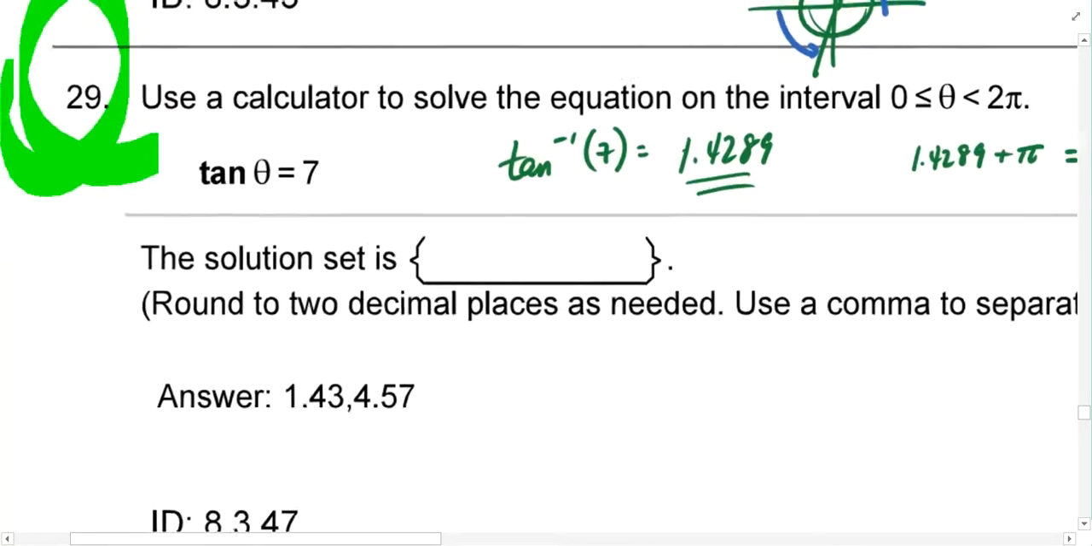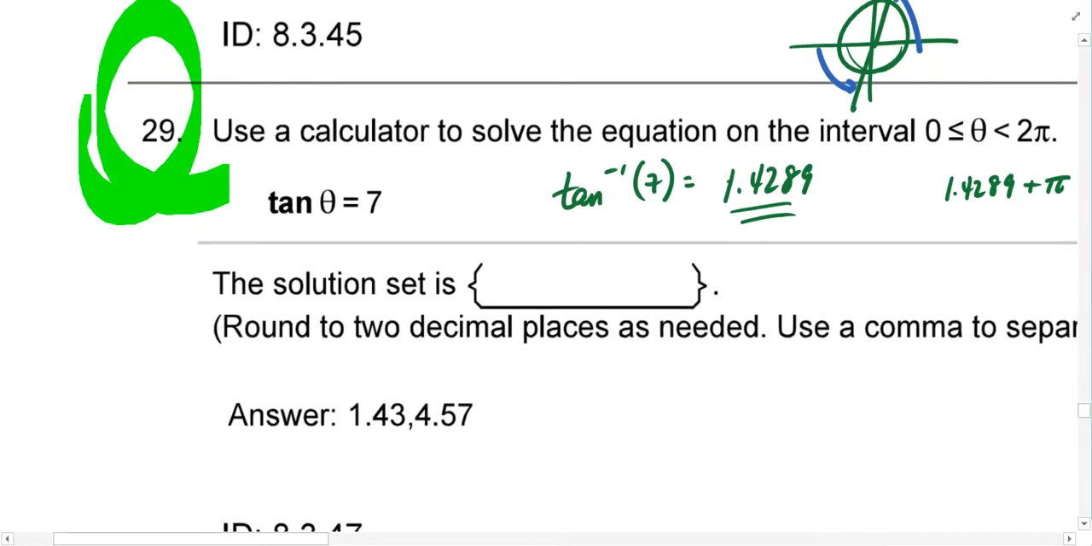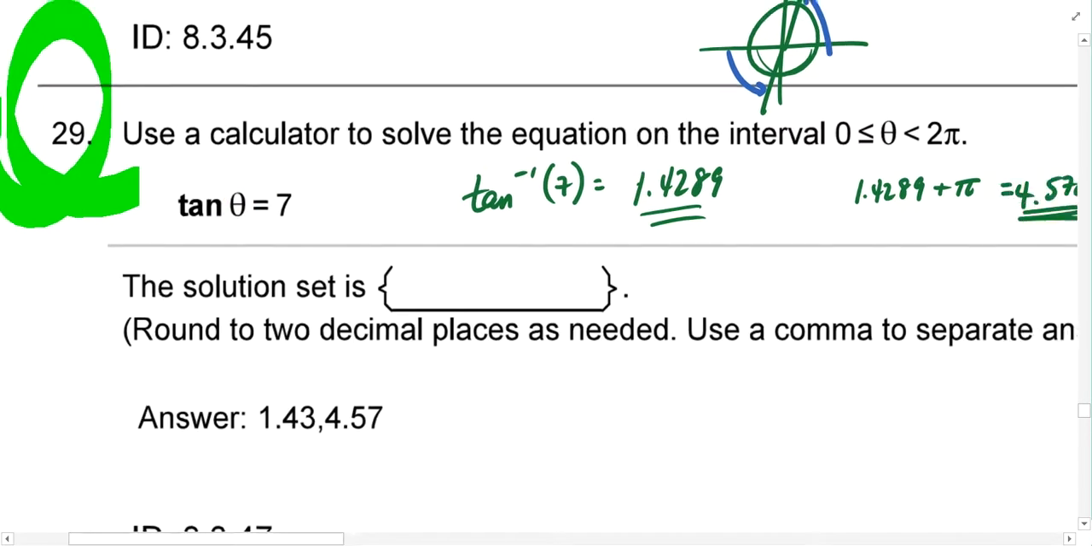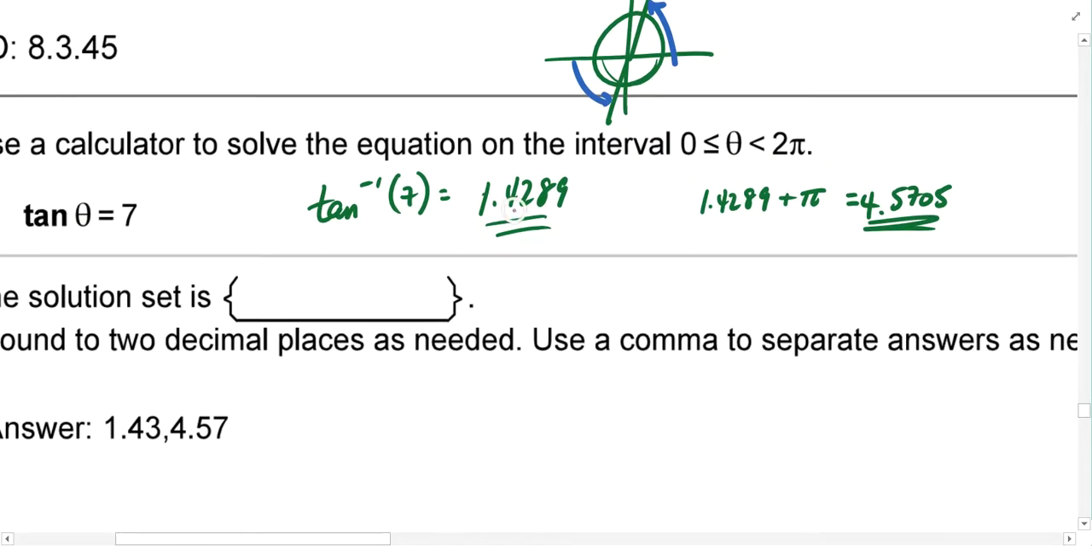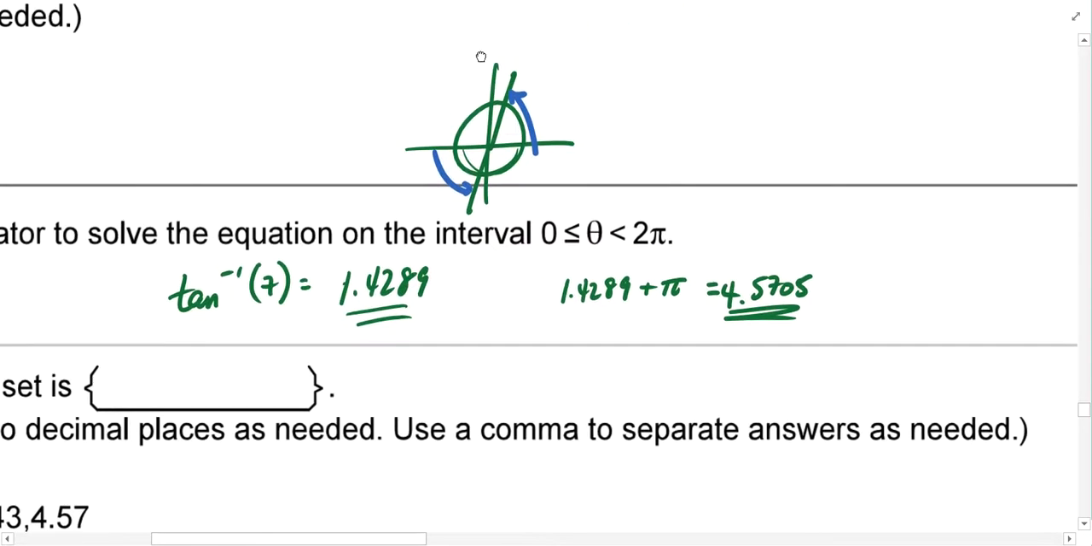Same thing with 29. Tangent inverse of 7 would allow us to find the theta value. So our calculator tells us that theta has to be 1.4289. Now again, 1.4289, that's somewhere in the first quadrant because, well, this position is half pi, which is 1.57, I think. So we're in the first quadrant. Well, how do we obtain the other angle measure directly opposite of that?